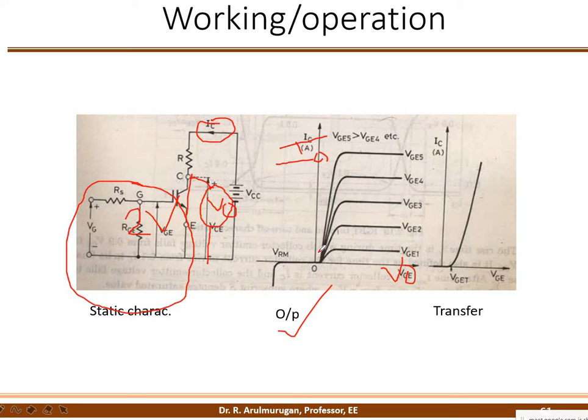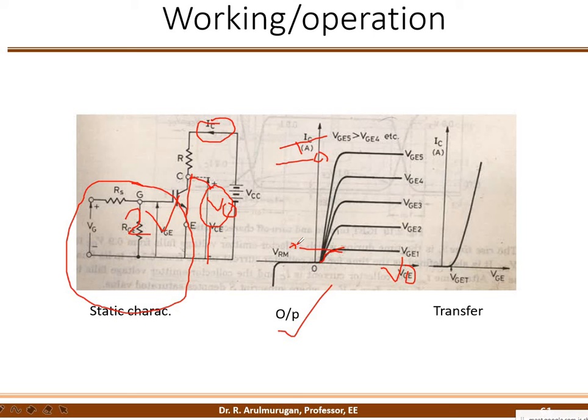I will vary it. Slowly the output current as well as the output voltage increase. After that, what will happen? Further you vary the resistance. The voltage is maintained as it is increased, but the current is maintained as a constant.